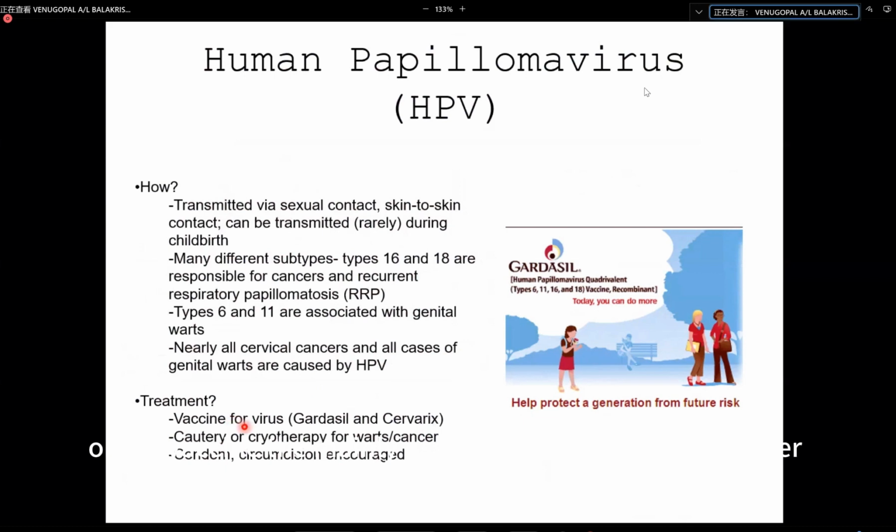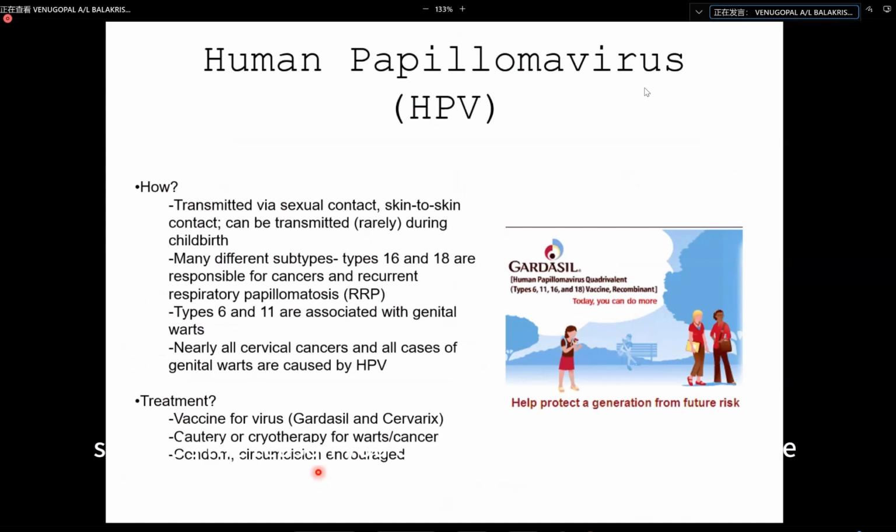Treatment: there is a vaccine, and the mainly used ones are Gardasil and Cervarix. Okay, cautery or cryotherapy for warts and cancer. Okay, circumcision is encouraged because the man could easily transmit it to the female. Okay, so that's the reason.